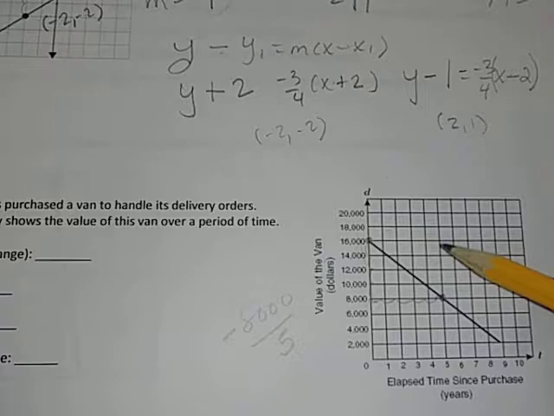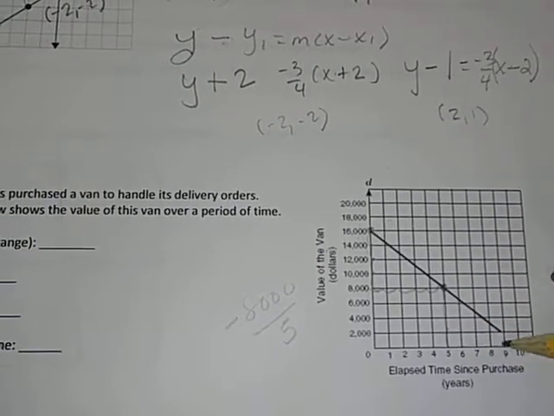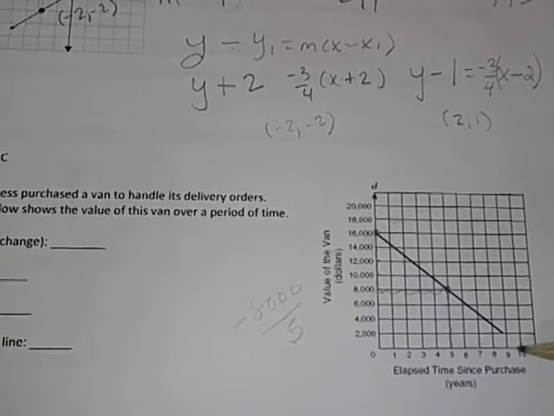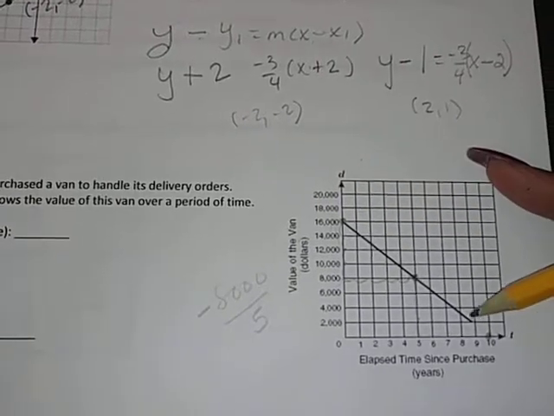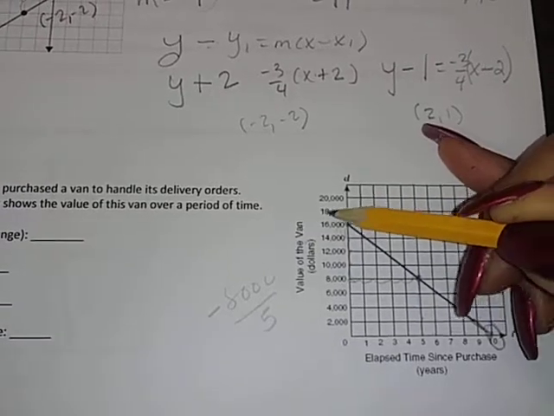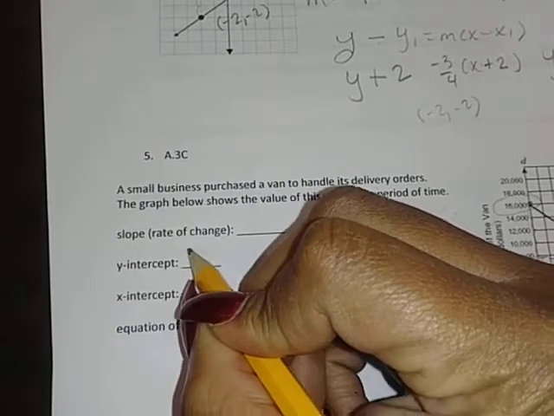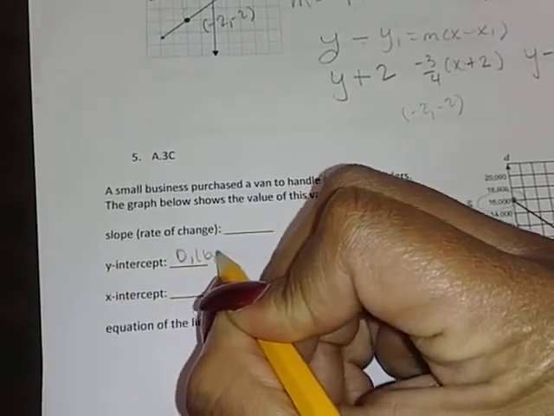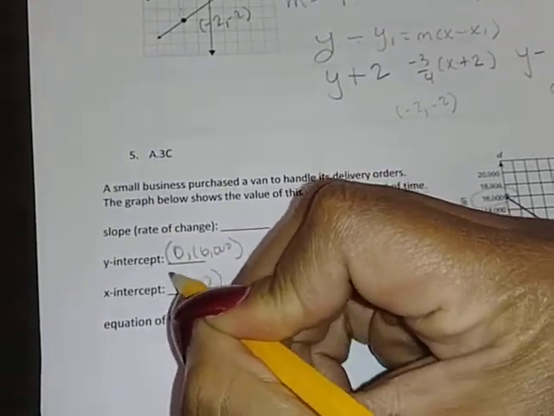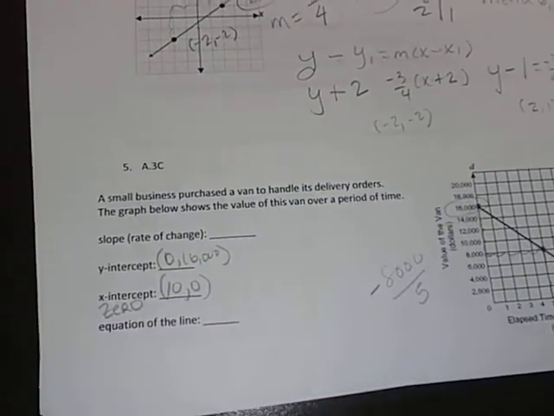That's my slope. Go down 8 more. 1, 2, 3, 4, 5. That puts me at 10. So now I know my x-intercept is 10 and my y-intercept is 16,000. So my y-intercept, I write 0, 16,000, x-intercept 10, 0. And remember, your x-intercept is also called your zero.